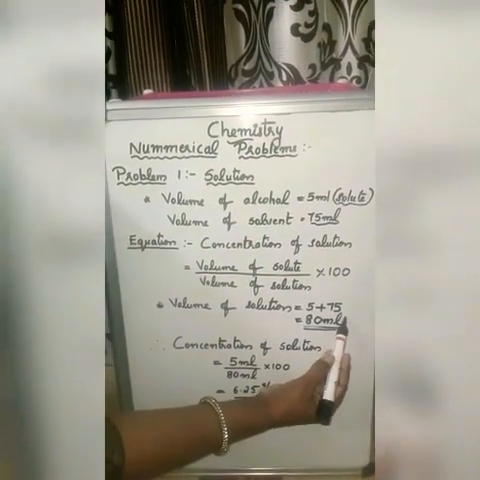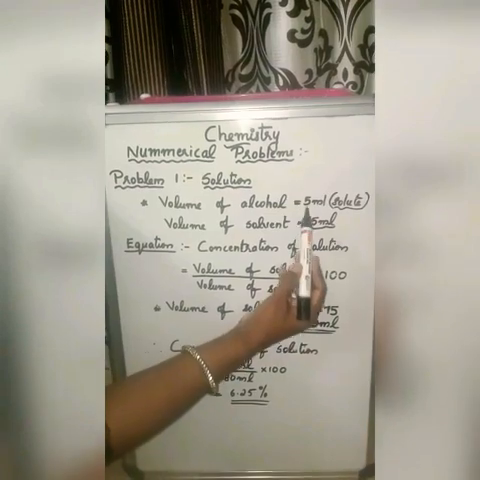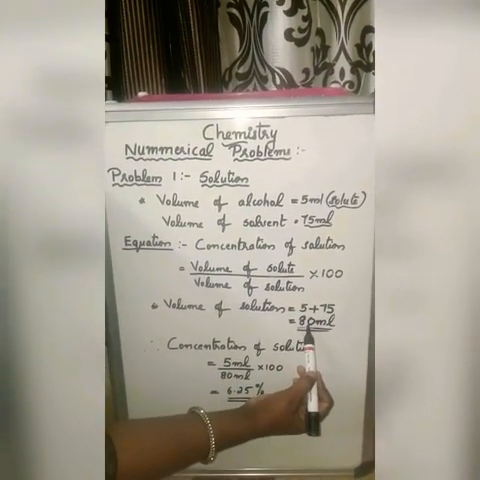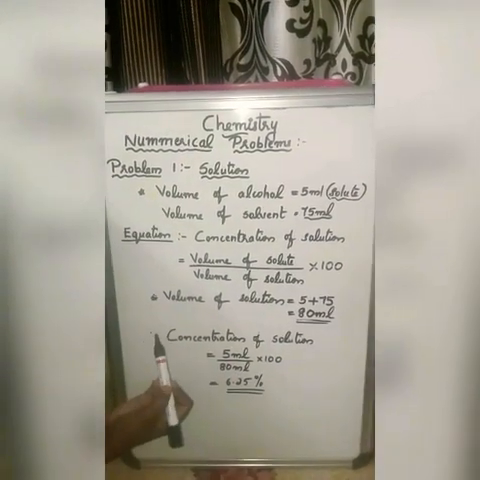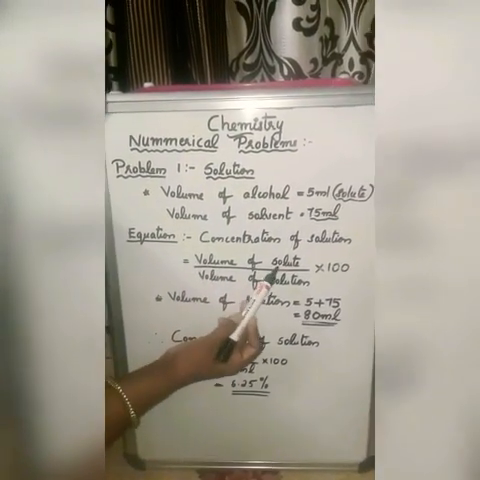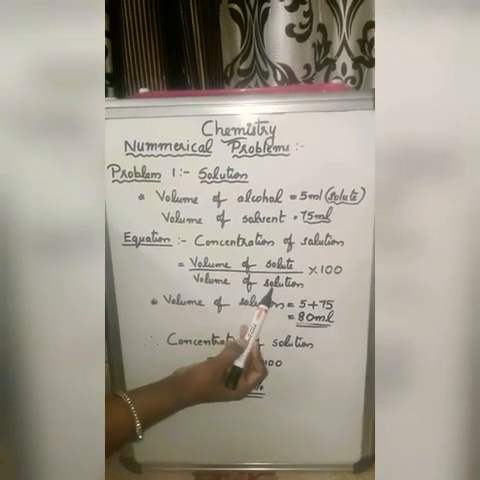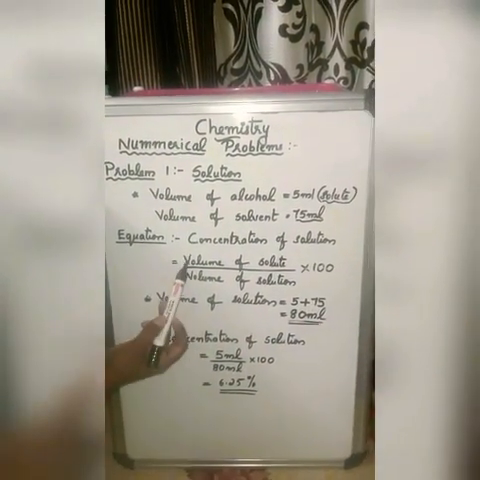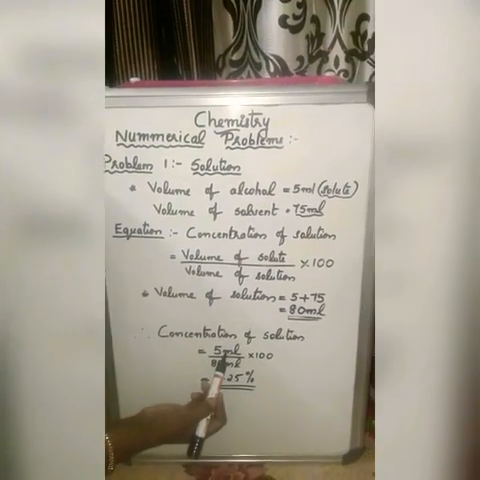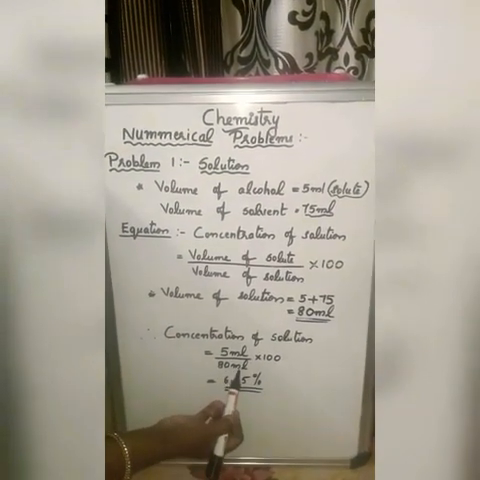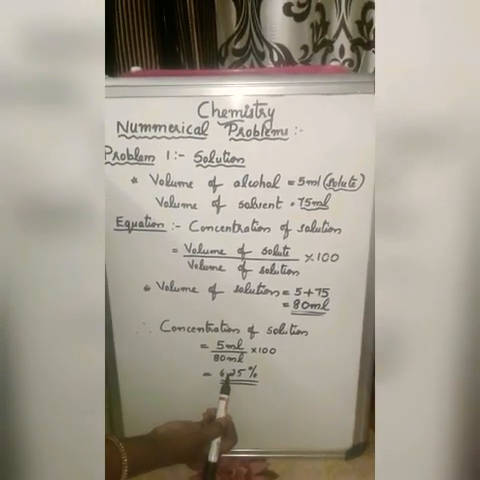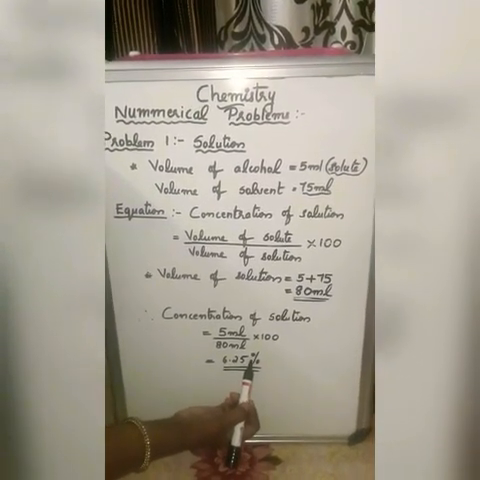So now you know the volume of solute is equal to 5 ml and volume of solution is equal to 80 ml. What is the equation you selected? Equation is volume of solute divided by volume of solution into 100. Substituting the values in this equation, you will get 5 ml divided by 80 ml into 100. The answer is 6.25%.